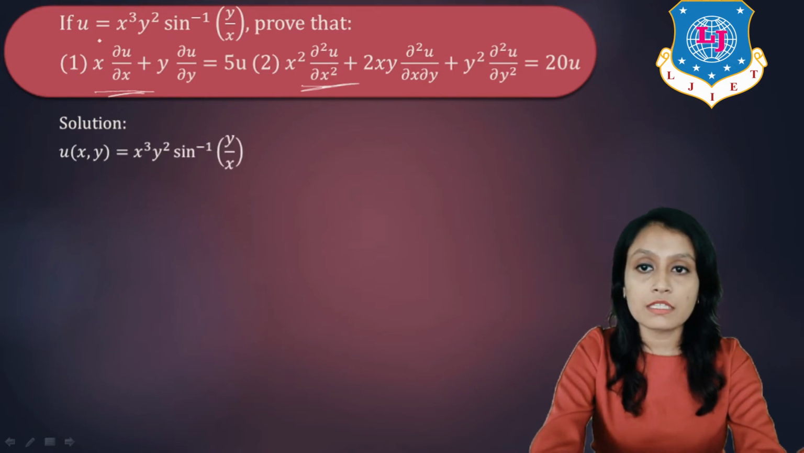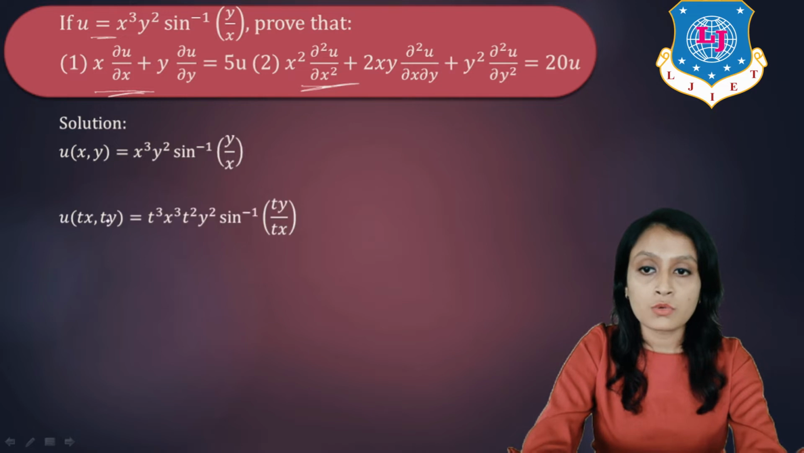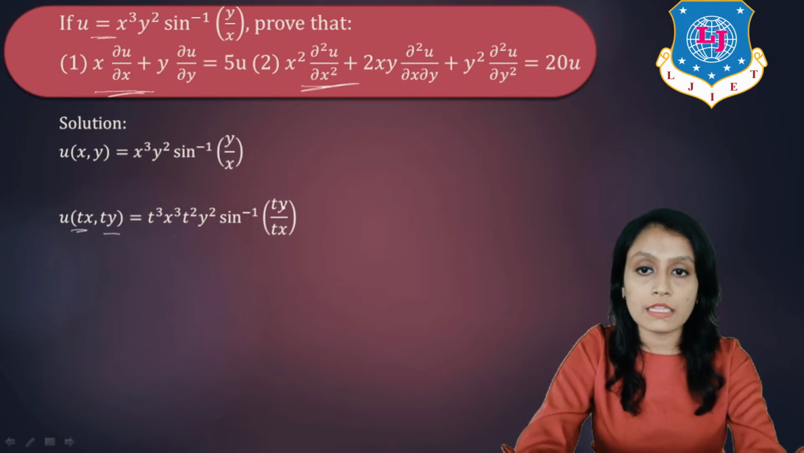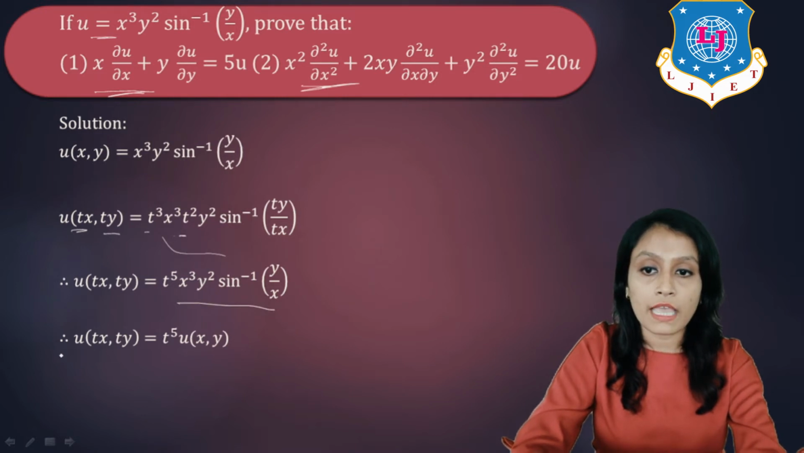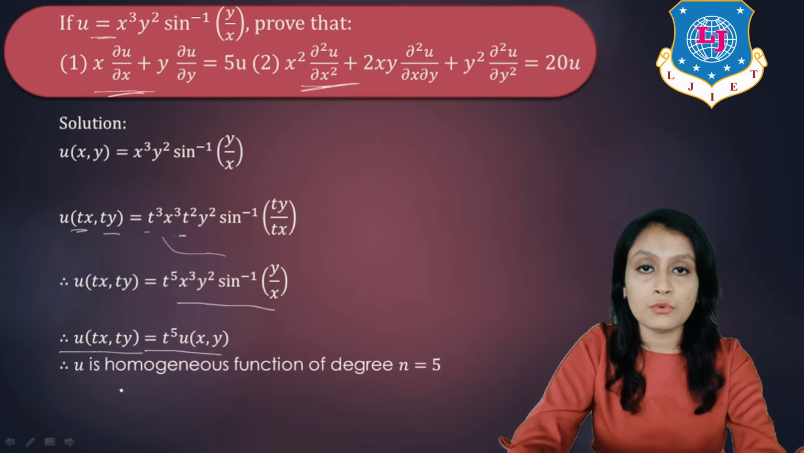First, we will check whether this u is homogeneous or not. So u(x, y) is given, that is x^3 y^2 sin^-1(y/x). In place of x, write tx, in place of y, ty. So here you will get t^3 x^3 t^2 y^2 sin^-1(ty/tx). From this you will get t^5, and all the other terms as they are, that is x^3 y^2 sin^-1(y/x). Now this is your function u(x, y), right? So we have u(tx, ty) = t^5 u(x, y). Therefore we can say that u is a homogeneous function of degree 5.